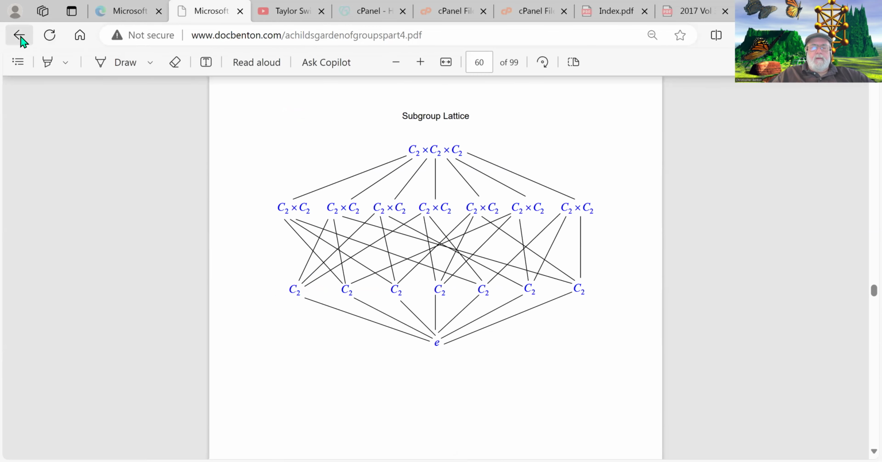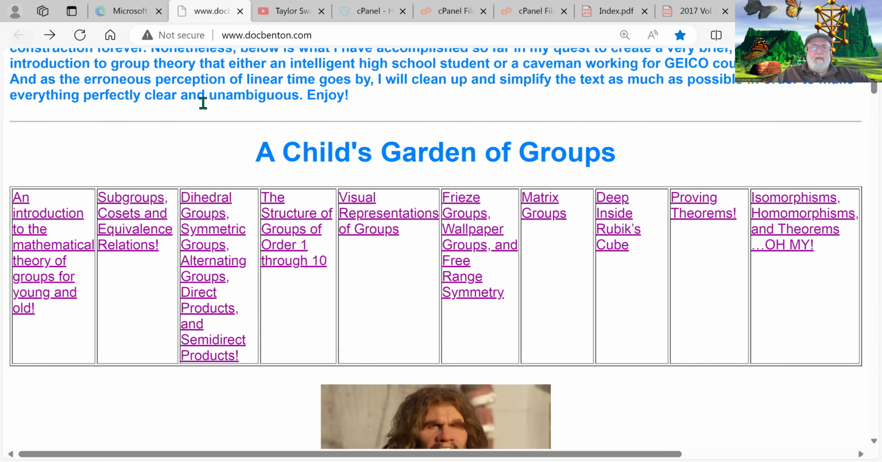Okay, so that shows you a lot of structure of groups that are small enough to really get into that structure. And you can thoroughly analyze the structure of groups of order 1 through 10, see how many groups there are of each order, etc.